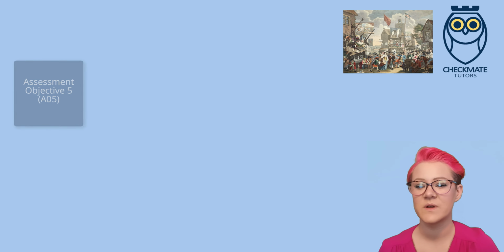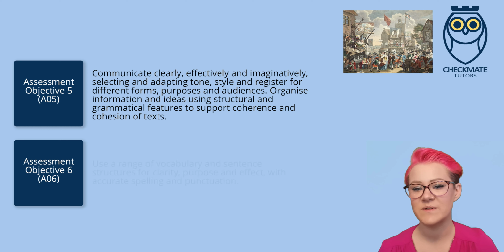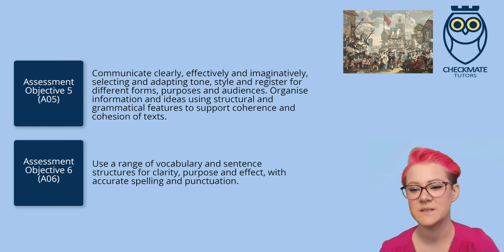You will remember that the creative or descriptive writing task, which is question 5 of paper 1 of the AQA syllabus, assesses you on the following assessment objectives. AO5. Communicate clearly, effectively and imaginatively, selecting and adapting tone, style and register for different forms, purposes and audiences. Organise information and ideas using structural and grammatical features to support coherence and cohesion of text. And AO6, use a range of vocabulary and sentence structures for clarity, purpose and effect with accurate spelling and punctuation.